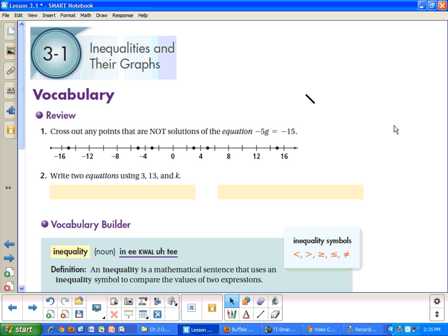All right, this is 3.1, inequalities and their graphs. In this lesson, we're going to learn how to write, graph, and identify solutions of inequalities.